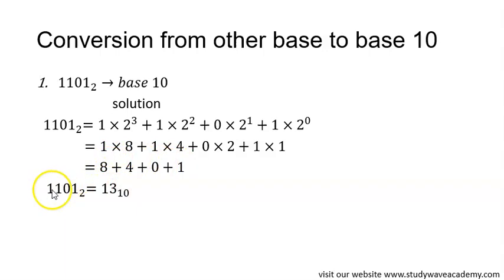So this number in base 2 is equal to this number in base 10, okay? It's still the same thing. Do you understand? This number in base 2 is still the same thing as this number in base 10, okay?